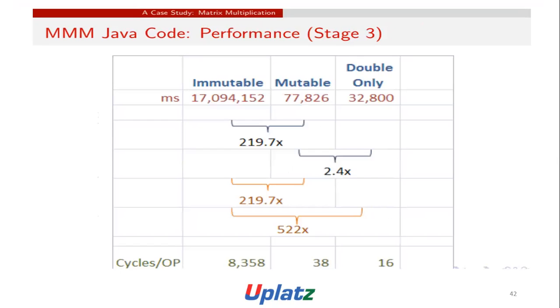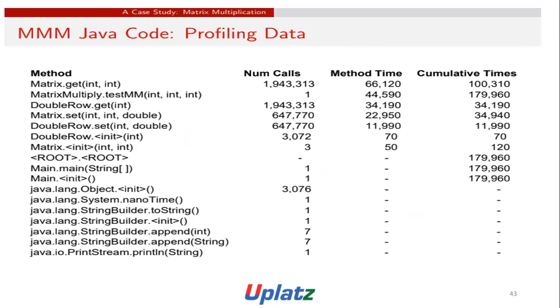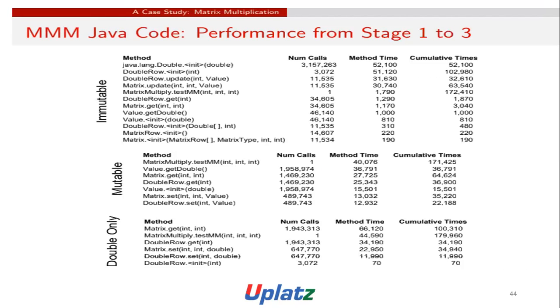Here we have immutable, mutable, and double only, with an additional 2.4x, and another 219.7x. So totally we get 522x. Cycles per operation is 8358, 38, and 16. The profiling for this is shown here. You can see some improvements. The performance for stages 1 to 3, immutable, mutable, and double, is shown in this figure.